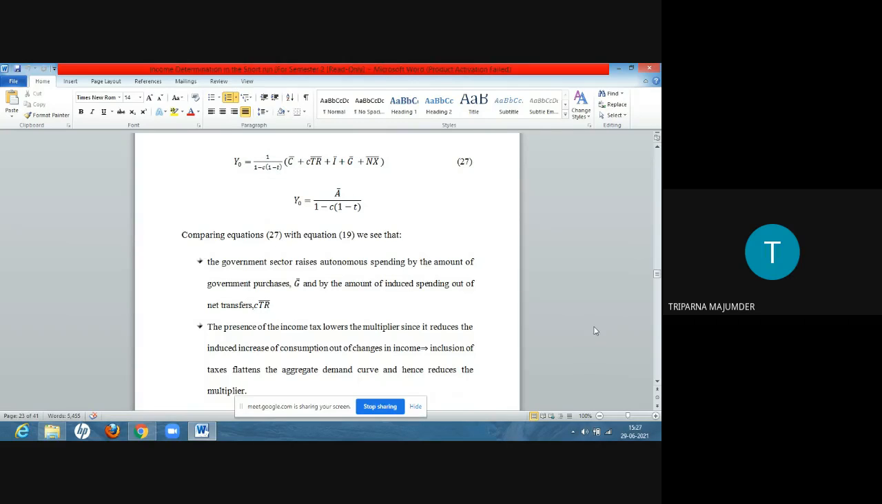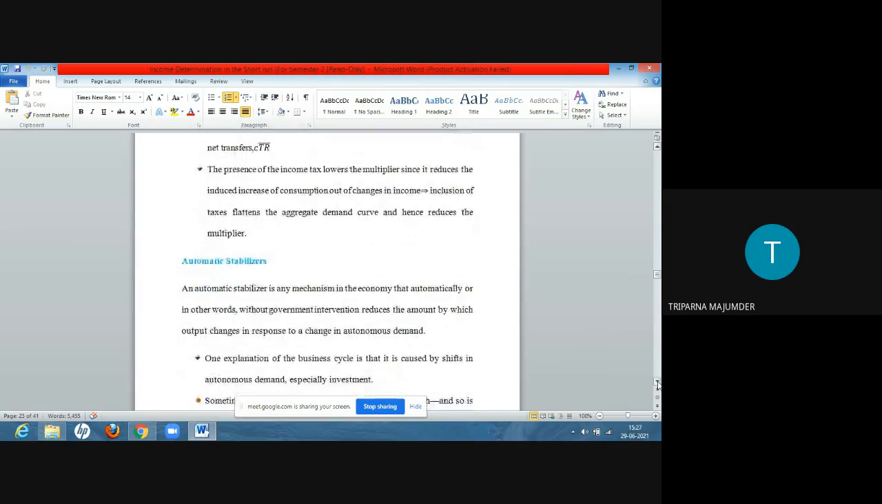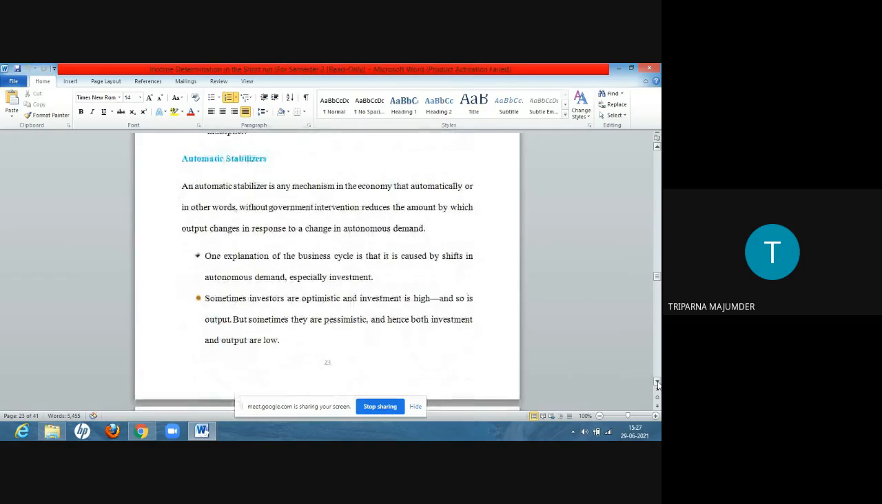The presence of income tax lowers the multiplier since it reduces the induced increase of consumption out of changes in income. It implies inclusion of taxes flattens the aggregate demand curve and hence reduces the multiplier. Now, here we find introduction of the government sector acts as an automatic stabilizer in the economy.